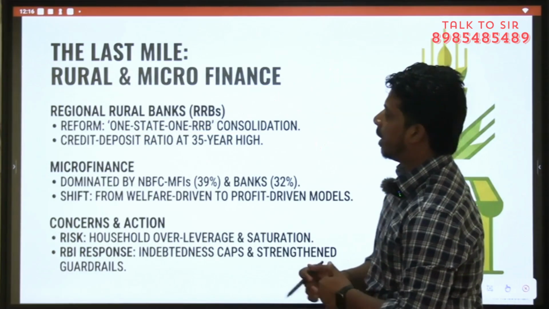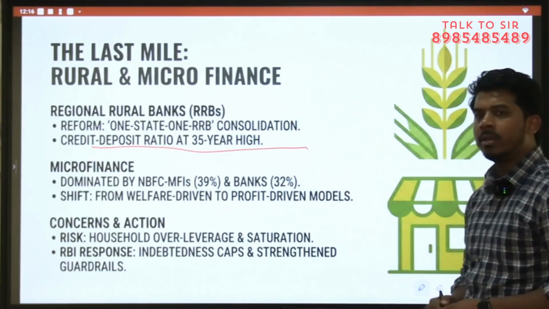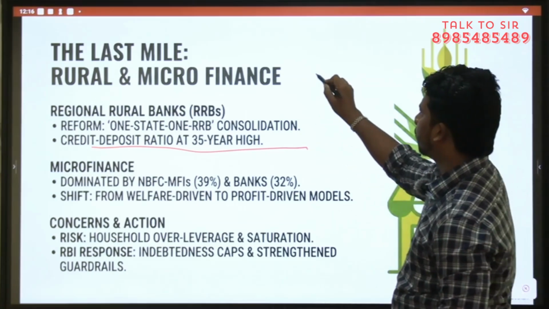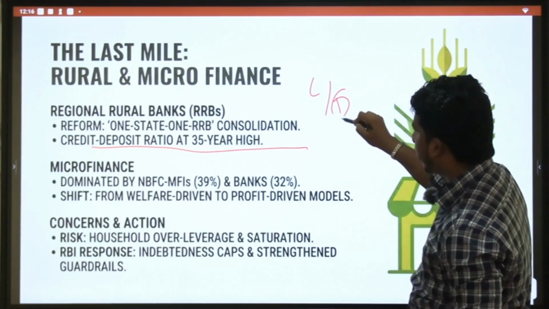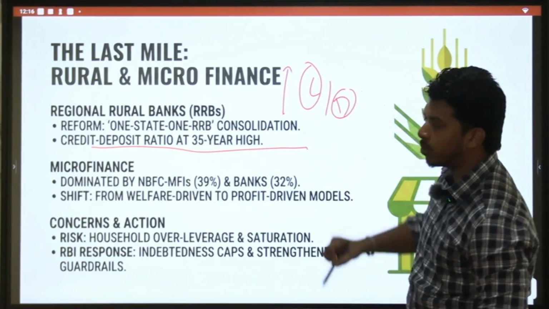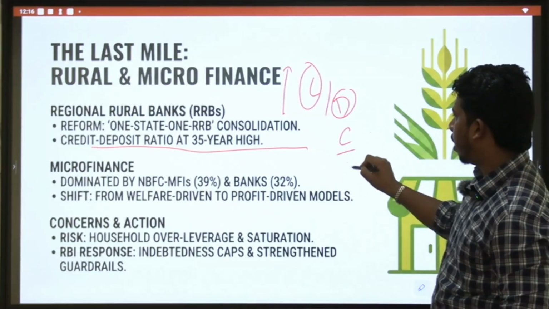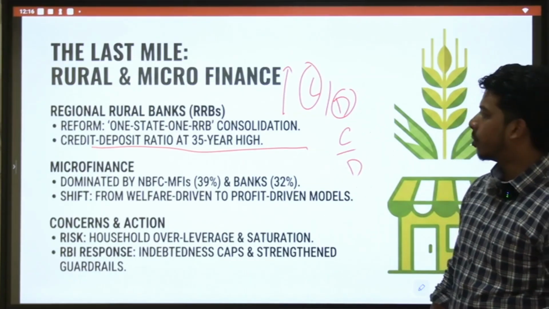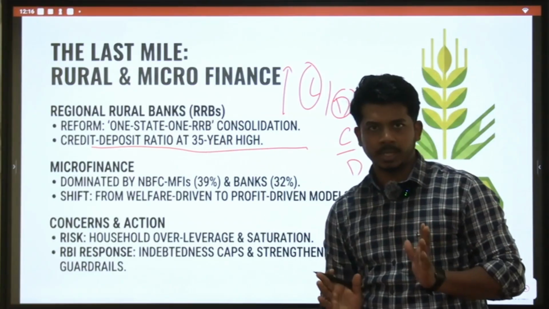But these banks have a credit to deposit ratio at a 35-year high. The credit to deposit ratio means banks take deposits and give credit. The more loans they give, the more profitable they are. So the credit to deposit ratio should always be higher. It is at a 35-year high. So it is good. In a way, we are seeing some good aspects also.